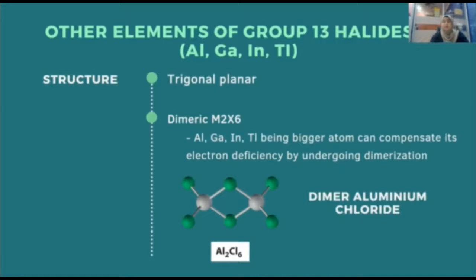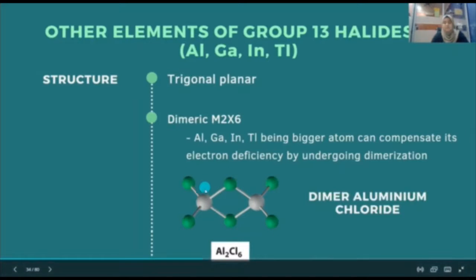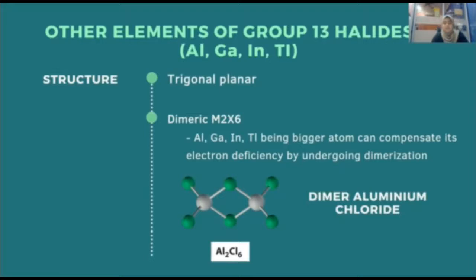Thus, it forms a dimer, as you can see in the structure here. If you notice the difference between the structure of dimer aluminium chloride and boron trihalide just now, boron trihalide is a monomer, so it only has one molecule. But for dimer aluminium chloride, a reaction occurs between two of the same molecules to make one molecule. That is what is called a dimer. This happens because aluminium is a bigger atom, so it can compensate for its electron deficiency by undergoing dimerization, and the same goes for gallium, indium, and thallium.